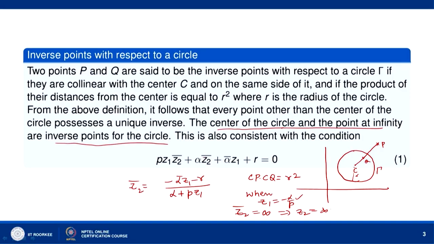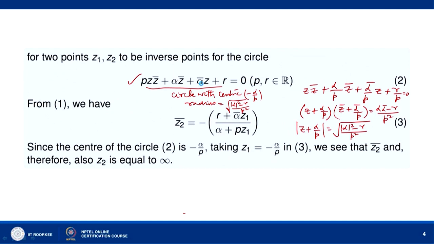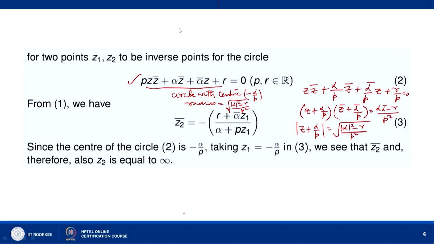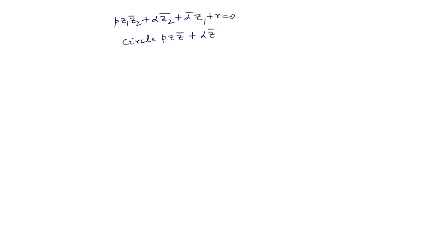Now let us prove this condition, that if z1, z2 are inverse points for this circle, then we have that condition. So let us prove that. We have p z1 z2 bar plus alpha z2 bar plus alpha bar z1 plus r equal to 0. This is the condition which we have to prove, and the circle is p z z bar plus alpha z bar plus alpha bar z plus r equal to 0.